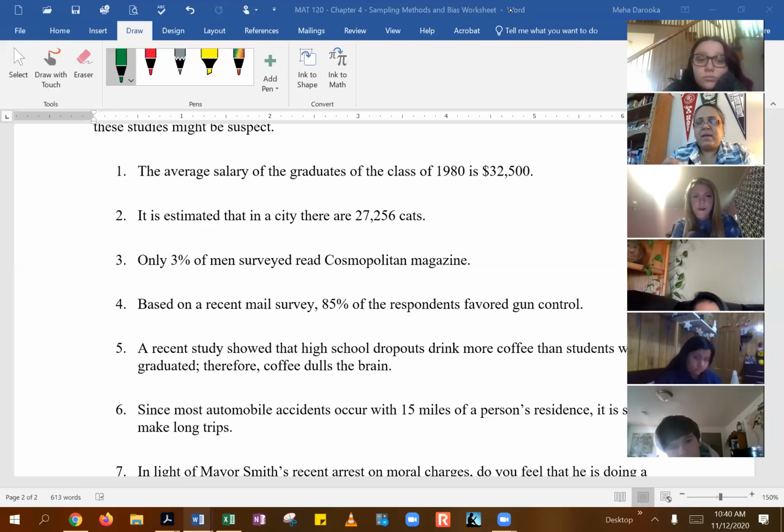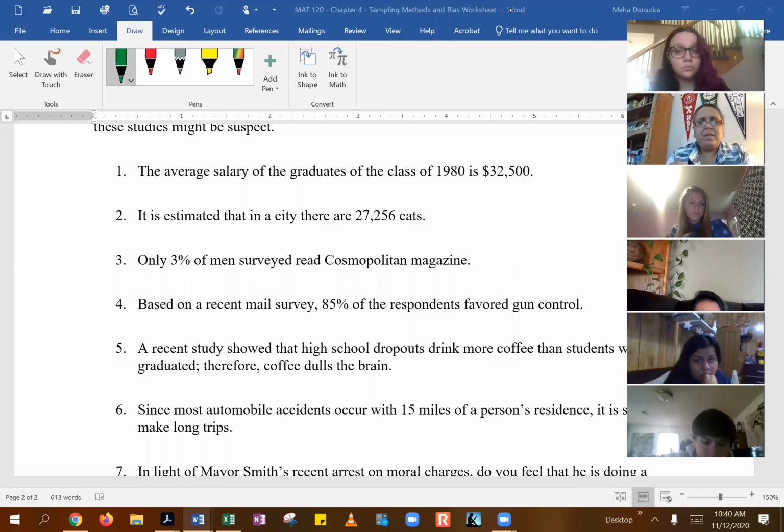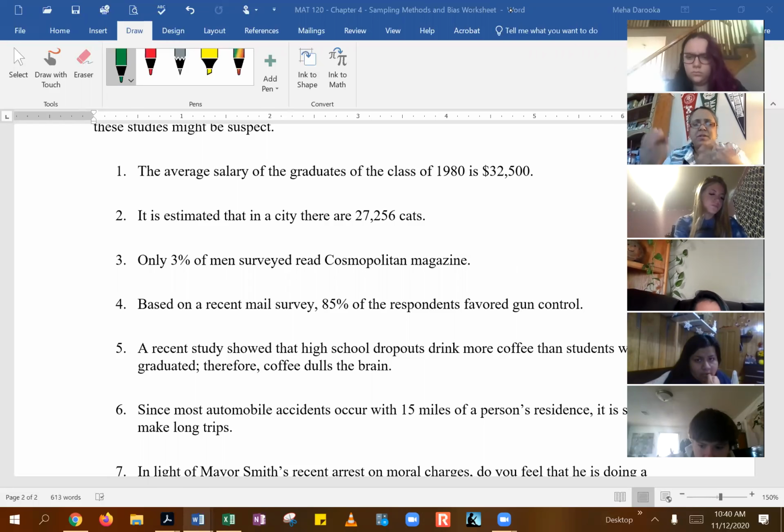Read the statement again. What do you see? Yeah, they're talking about the graduating class of 1980. So one class is okay. They could be talking about a particular school or something. And again, we don't know that because they didn't give us.